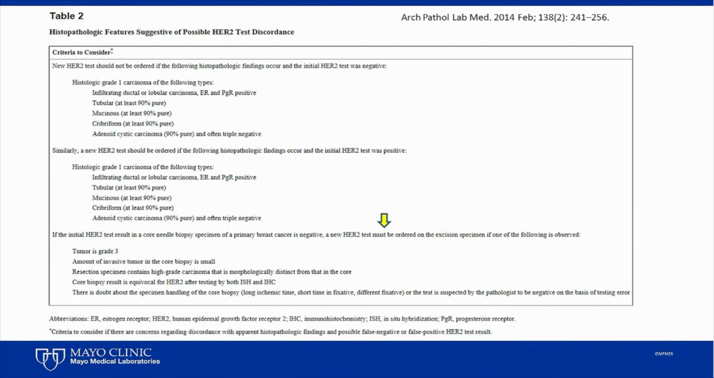As addressed in Table 2 of the 2013 guideline, several histologic subtypes of breast carcinoma are usually HER2 negative: tubular carcinoma, mucinous carcinoma, cribriform carcinoma, and adenoid cystic carcinoma. The 2013 guideline pertaining to these histologic subtypes is unchanged. When 90% or more of the tumor shows one of these histologic patterns and the tumor is grade 1, HER2 testing does not need to be repeated if the initial HER2 test is negative. But if the initial test is positive, HER2 testing should be repeated due to the low frequency of HER2 amplification or overexpression observed in these histologic subtypes.